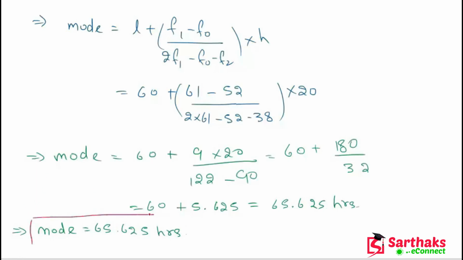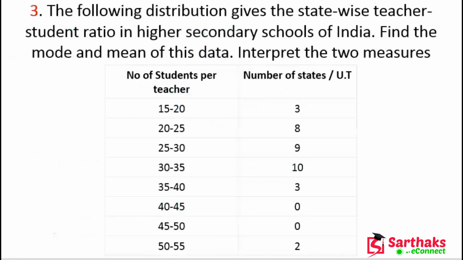So my dear friends, I hope you understand these things. So this is the method to find the mode. Okay. So the next question is, my dear friends, the following distribution gives the state-wise teacher-student ratio in higher secondary school of India. Find the mode and mean of this data. Interpret the two measures.